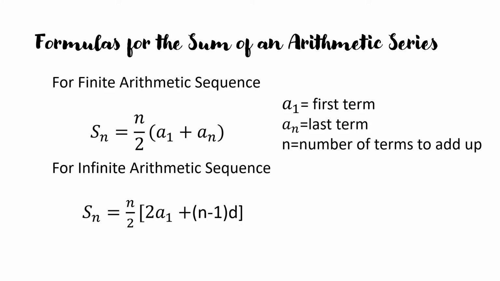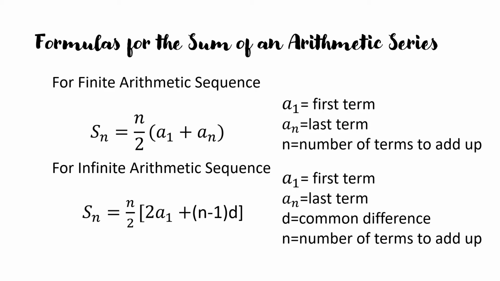to add up. For infinite arithmetic sequence, we have S sub n equals n over 2 times the quantity 2 times a sub 1 plus the quantity n minus 1 times d. A sub 1 is the first term, a sub n is the last term, d is the common difference, n is the number of terms to add up.